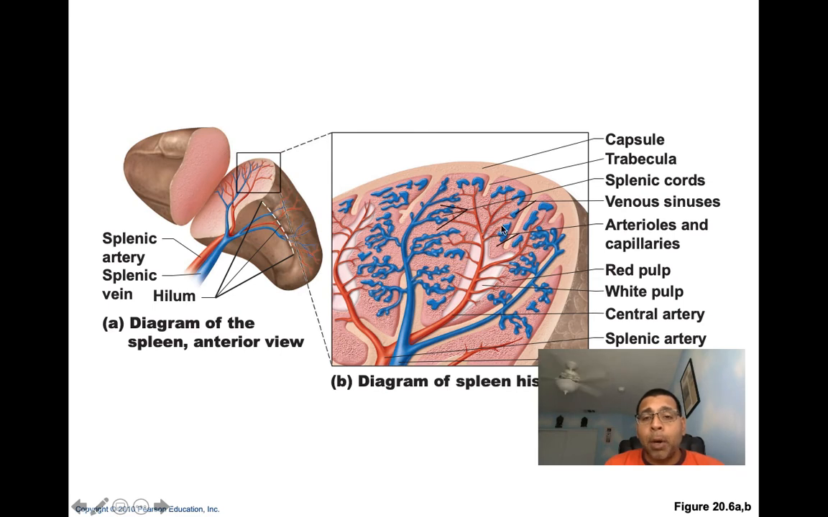Now when we talk red pulp, the red pulp is going to be basically cords of Billroth. This red pulp is going to consist of fibrils and connective tissue cells. It will also have a large population of macrophages and monocytes. And here we can see it also contains venous sinuses.